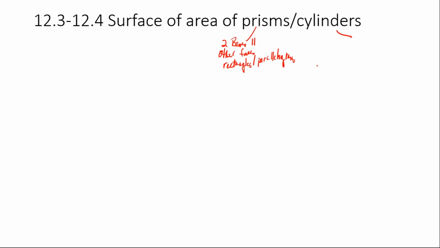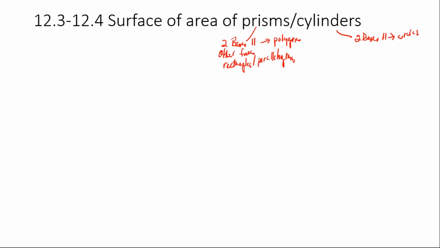And the biggest difference here, this one, the two bases are still parallel, but they are circles. They are circles. These are polygons. Could be any shape. Squares, rectangles, hexagons, triangles, it doesn't matter. It could be any shape.